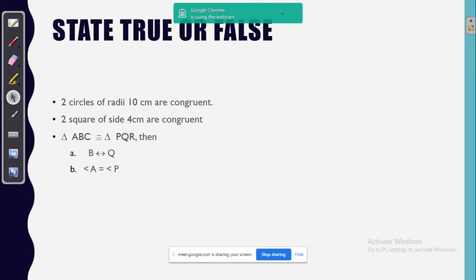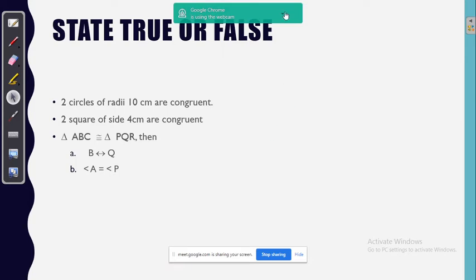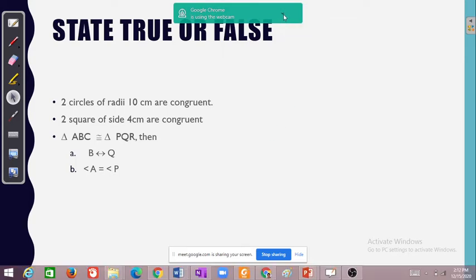Ma'am, can I help her? Yeah, sure. Tell me. Help her. Ma'am, she said that triangle ABC is congruent to triangle PQR, no, ma'am. In that only there is an answer, ma'am. When we draw a figure, ma'am, for example, in the mind, here angle B is corresponding to Q, ma'am. It is true, ma'am, by the CPCT rule, ma'am.